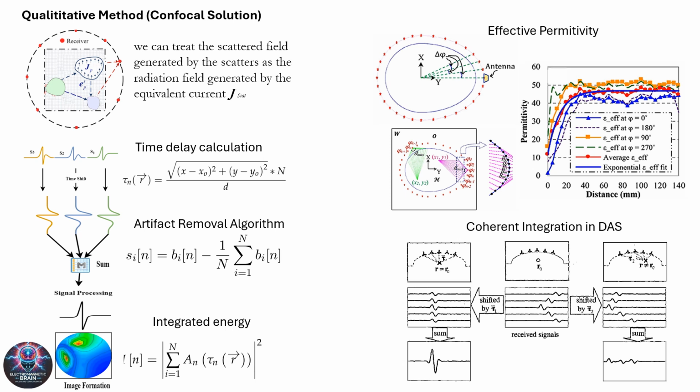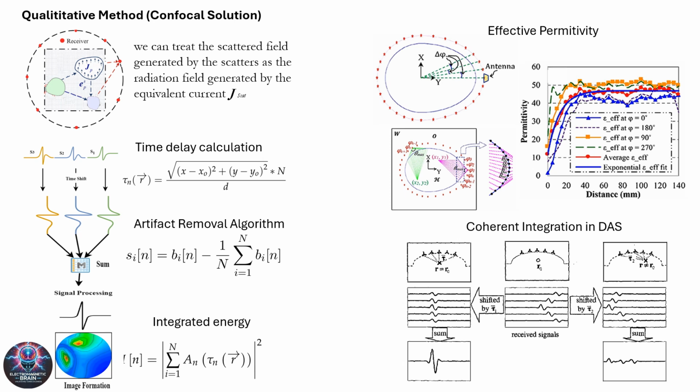This approach simplifies solving the inverse scattering problem by treating each scatterer, such as a tumor or stroke, as an electromagnetic point source. The delay and sum beamforming technique, shown in the flowchart, ensures that signals received from scatterers are time-shifted and aligned for coherent summation, leading to a focused energy map.